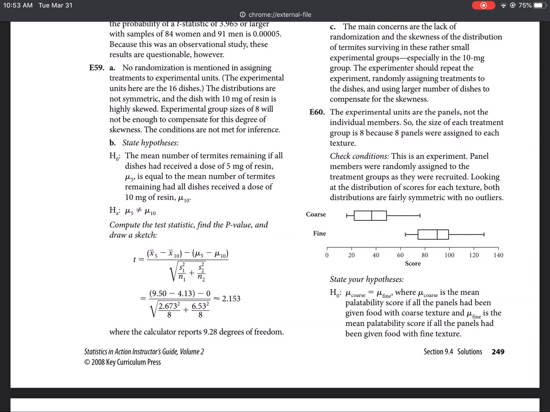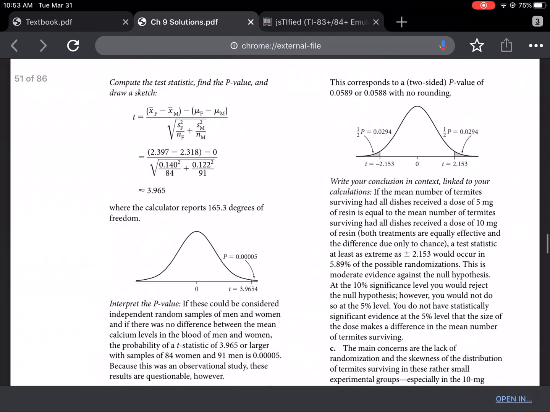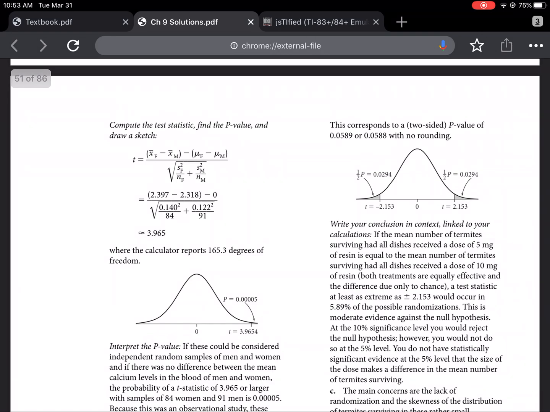I find it a little confusing that they decided to assign the 1 and the 2 to the 5 and the 10. Obviously, we know why they would choose those numbers, but I don't want you to be confused. It still just means 5 milligram dosage, 10 milligram dosage. So if you were to plug in those 8 numbers in list 1, the other 8 numbers in list 2, run a 2-sample test, you should have ended up with a test statistic of 2.153, giving you a p-value of 0.0589 or 0.588 according to this.